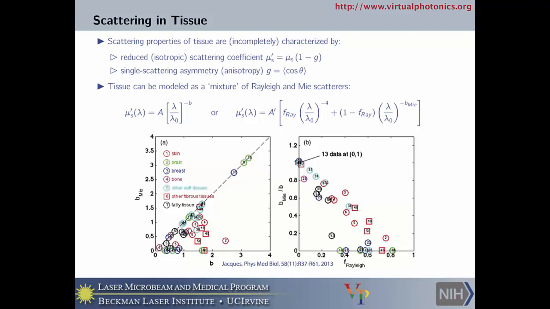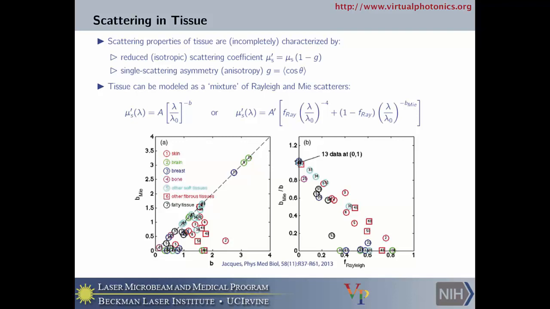This is from a really nice paper by Steve Jacques a few years ago. What he's done in this plot here is plot the B that you get from this functional description of mu s prime versus the more simple single power law, and looked at various pieces of tissue data. Now, if your tissue lies along this 45-degree line where B is equal to B sub Mie, it basically means that you have very little Rayleigh scattering in that tissue.